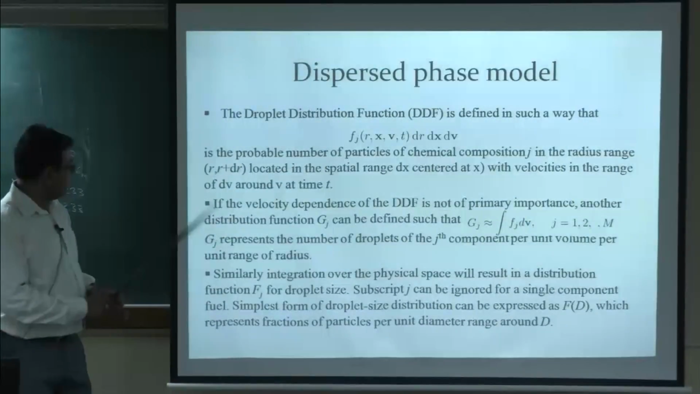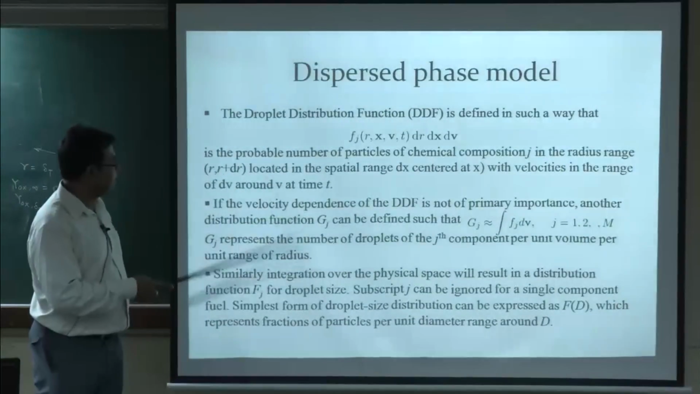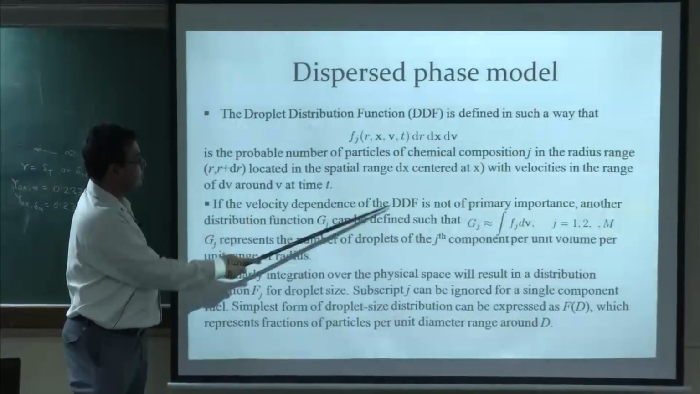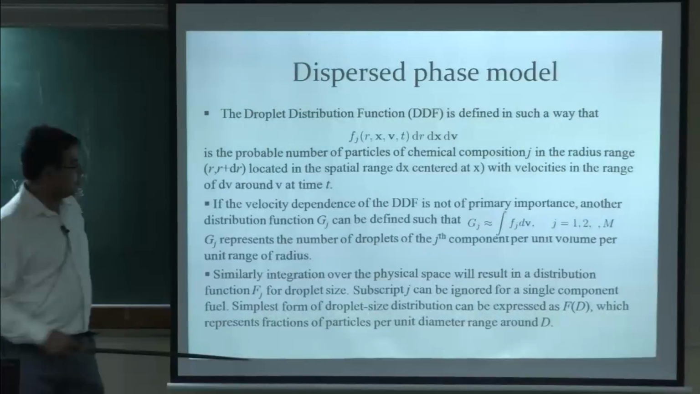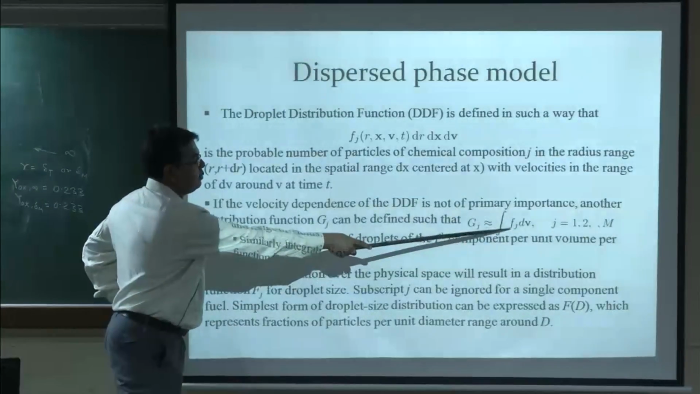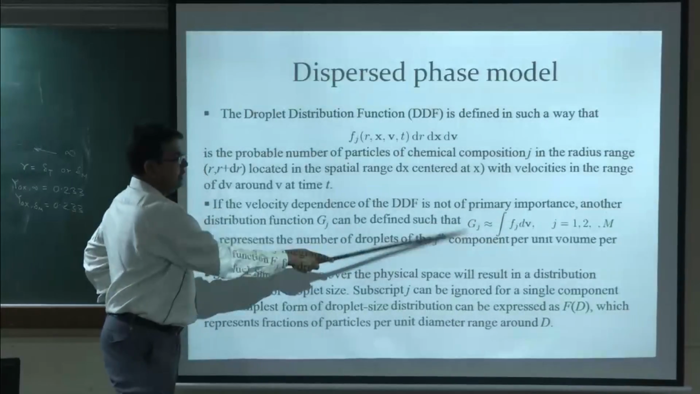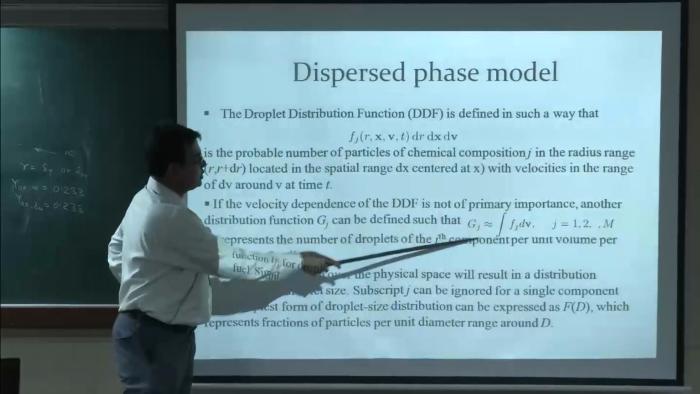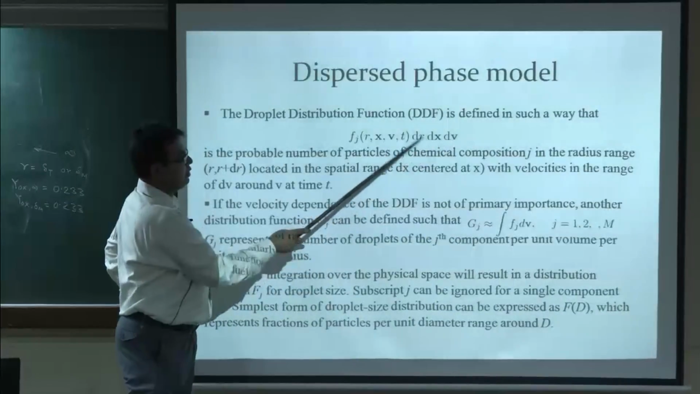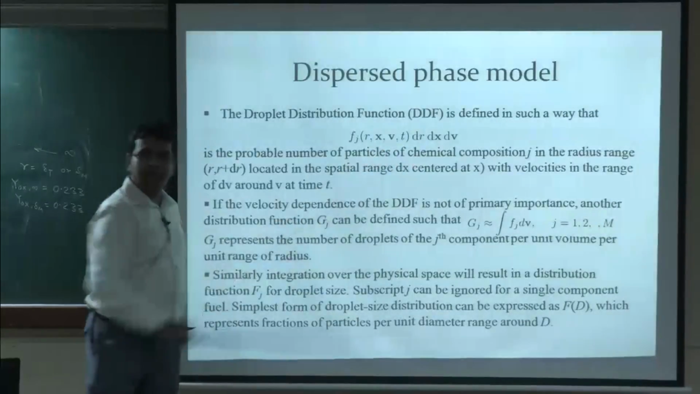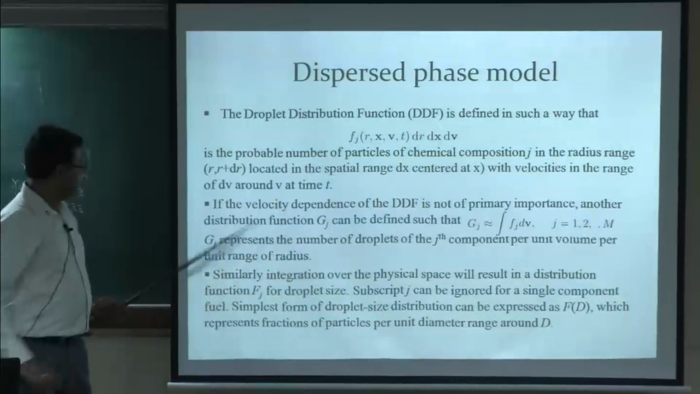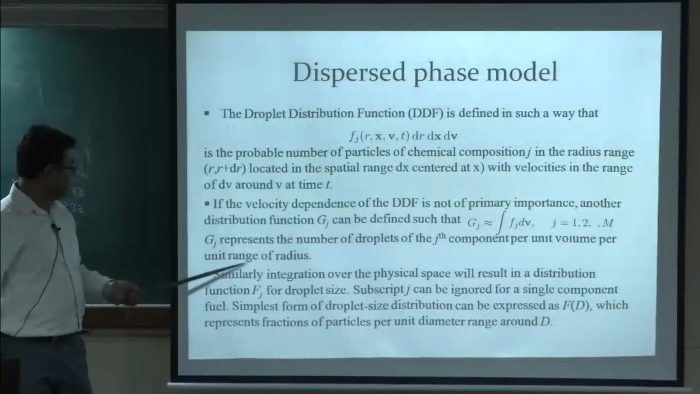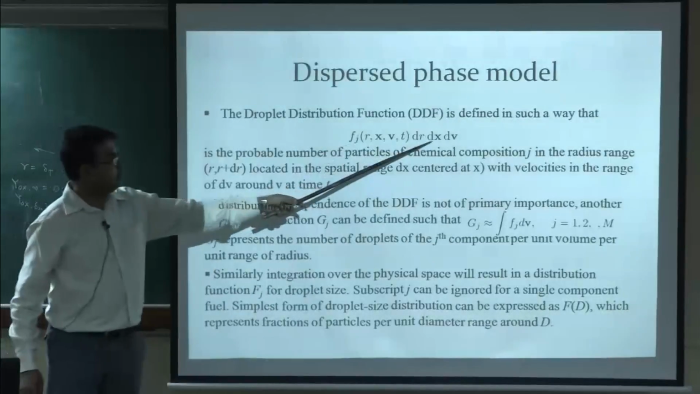Okay. So, now if you try to reduce the form of this, if the velocity dependence of the droplet distribution function is not of primary importance, then we can integrate it over dv, and we can get another distribution function. Then in this distribution function, the dependence on v is dropped, so only the dependence on r, x and t will be retained. So, Gj represents the number of droplets of the jth component per unit volume per unit range of radius. That is only the unit volume and unit radius.